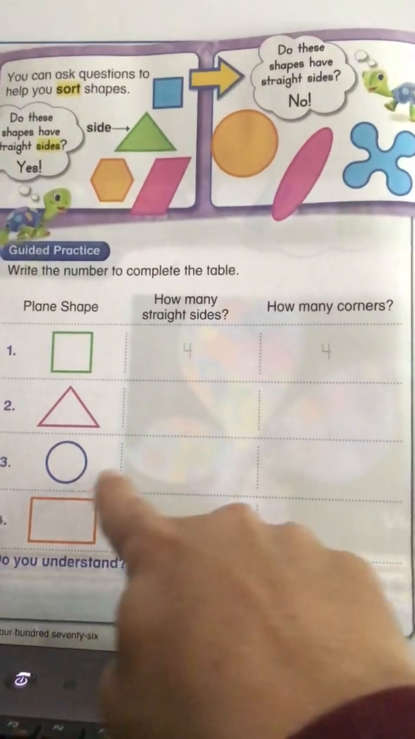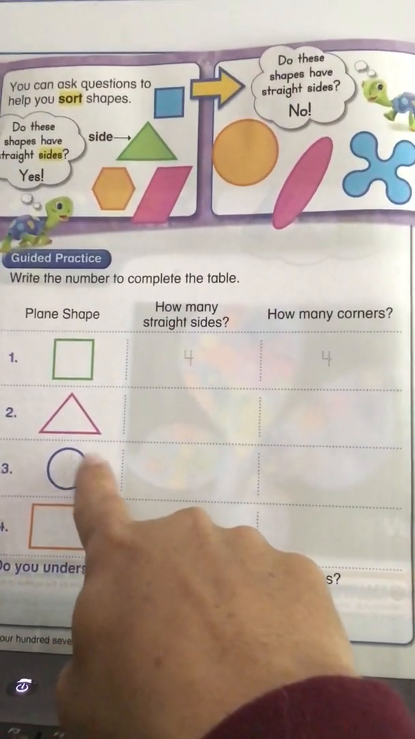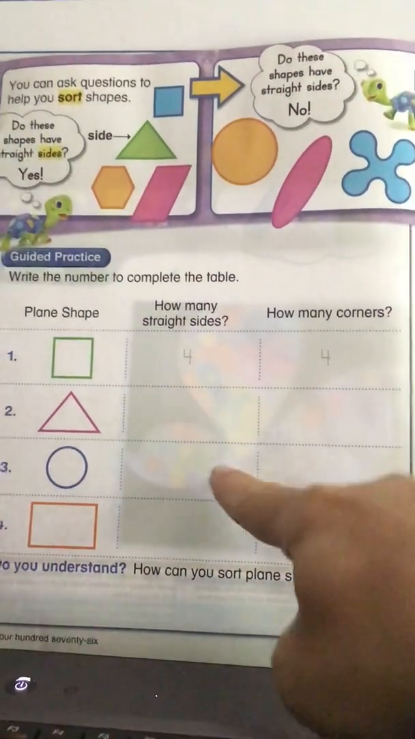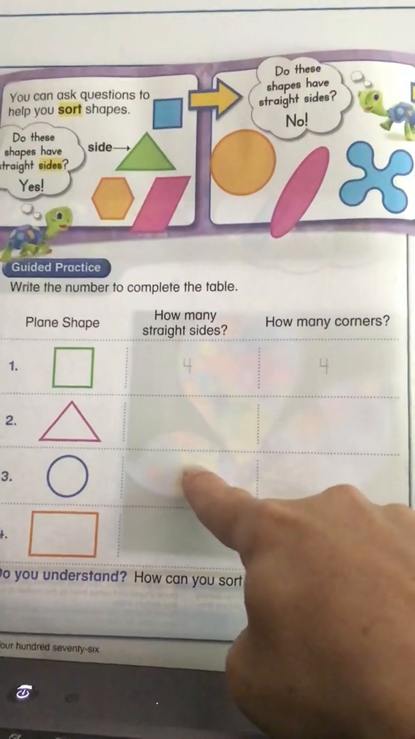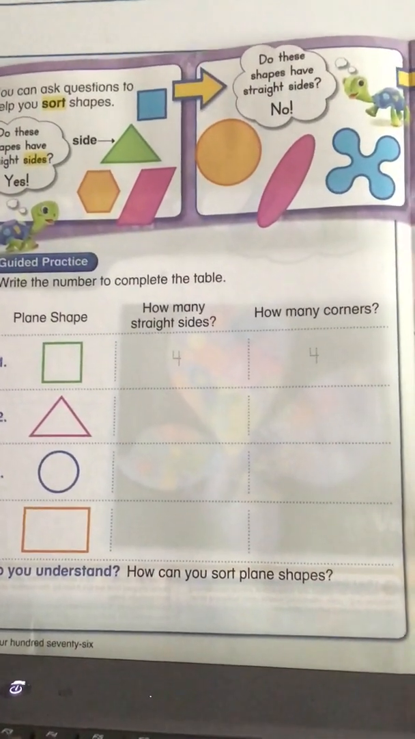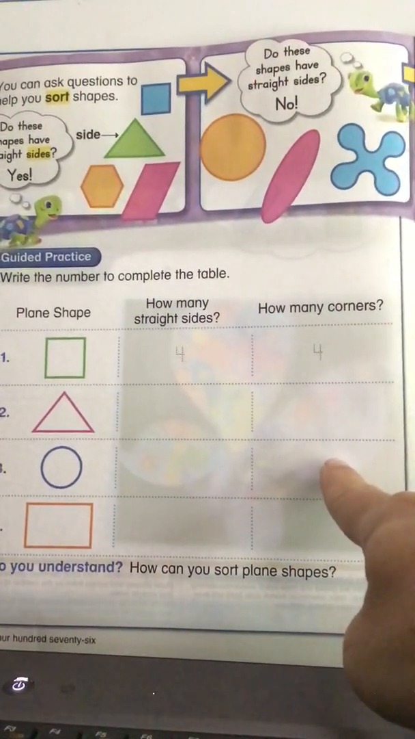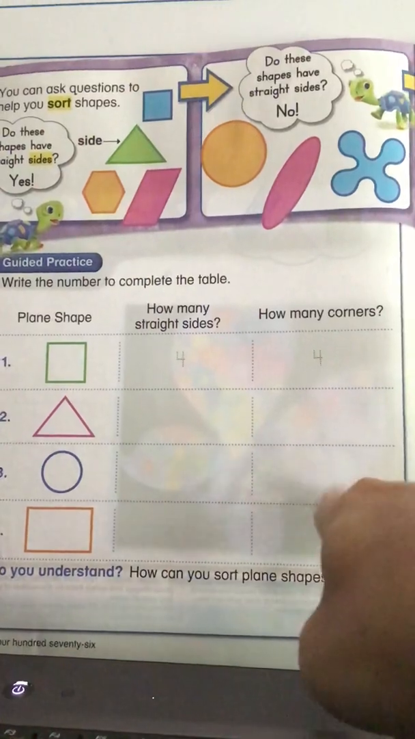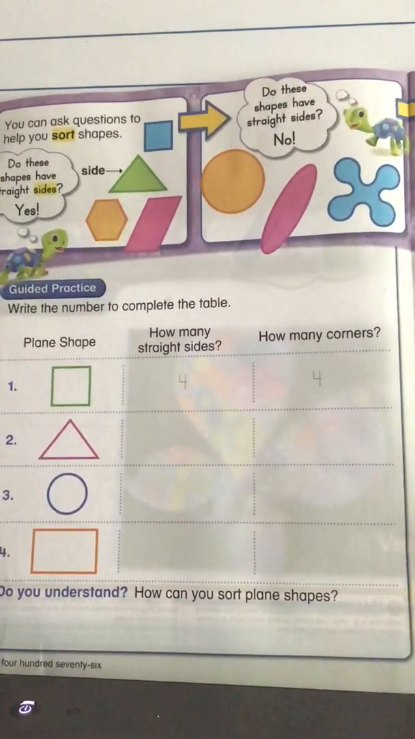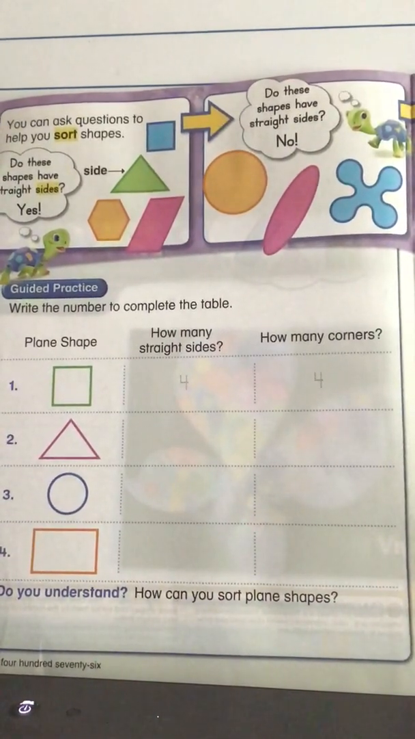Go down below to the shape, the circle, number 3. How many straight sides does a circle have? 0. A circle does not have straight sides, so write a 0 in the box. And how many corners does a circle have? 0 again. Write a 0 in the box. There are no corners. Corners come from straight sides. So if a circle does not have straight sides, it cannot have corners.